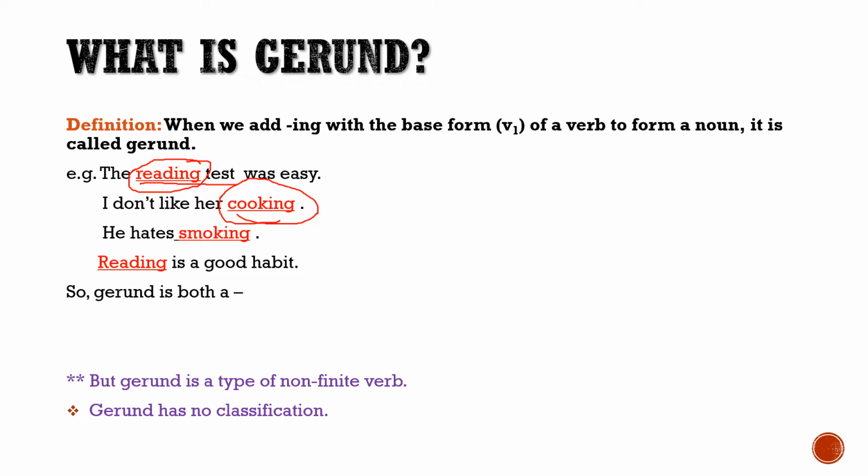Now notice the third example: I hate smoking, right? We have added ing with the base form of the verb smoke, and so it has become a noun and it is a gerund here, right?